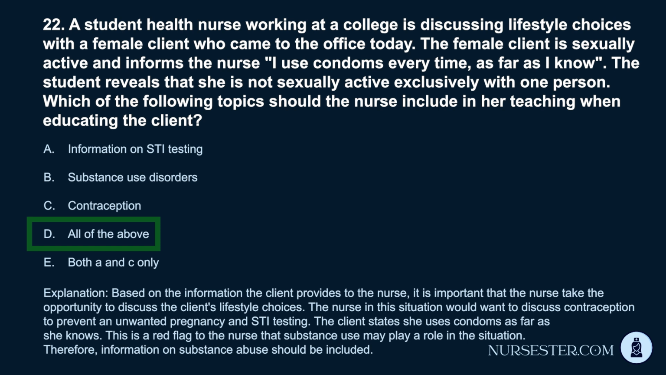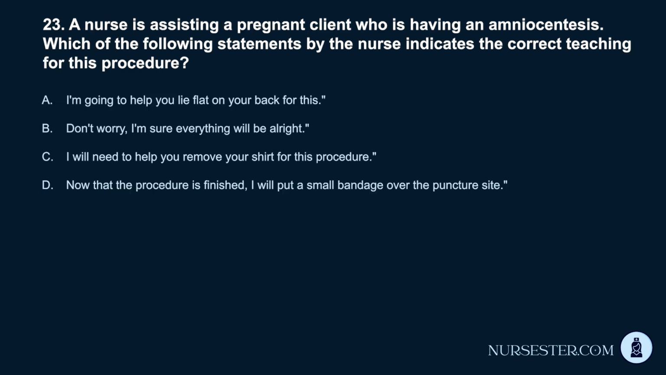Based on the information the client provides to the nurse, it is important that the nurse take the opportunity to discuss the client's lifestyle choices. The nurse in this situation would want to discuss contraception to prevent an unwanted pregnancy and STI testing. The client states she uses condoms as far as she knows. This is a red flag to the nurse that substance use may play a role in the situation. Therefore, information on substance abuse should be included.